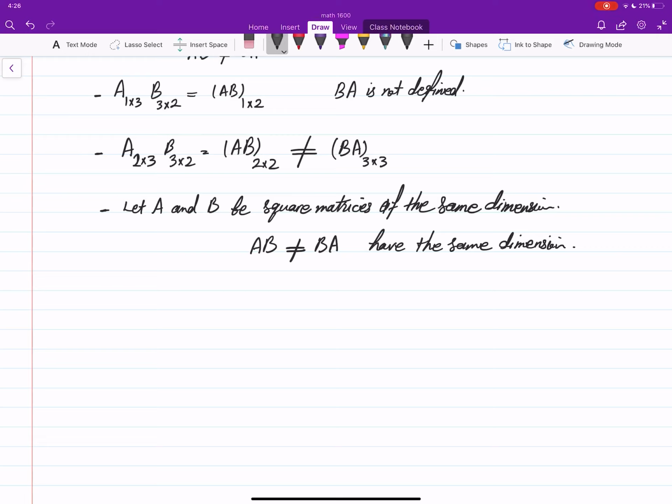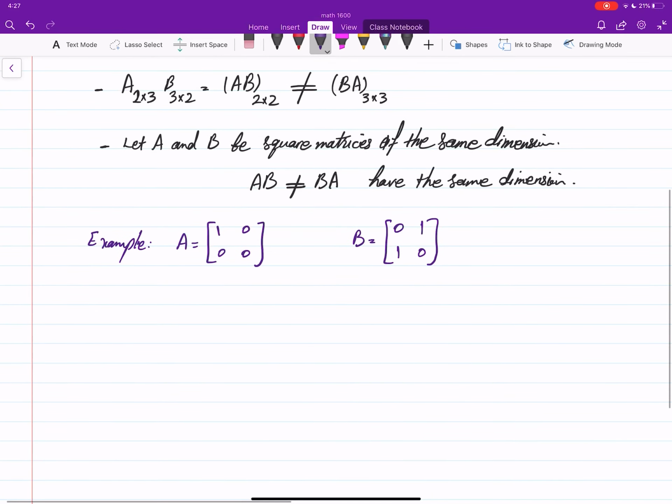For example, this is a very interesting practice. Try to generate two matrices such that when you multiply A to B from the left and B to A from the left, you don't get the same thing. So let me just give you one nice example. This is A, and then B is, say, this one.